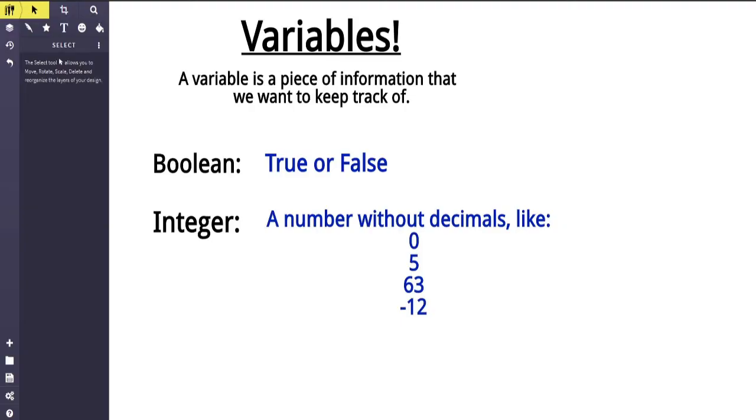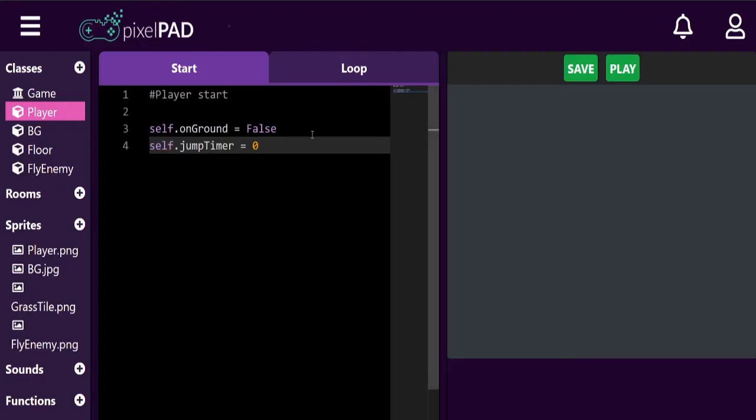So as a review, I'll bring you over to Sketchpad here. When it comes to variables, there's a lot of different types. A variable is just some kind of piece of information that we want to keep track of. Now a Boolean can either be true or false. An integer is just a number without decimals. That number can be a negative number as well, as long as there's no decimals. Now these pieces of information don't actually do anything on their own. That's all they are, information. But we can change that information and use it while the game is playing.